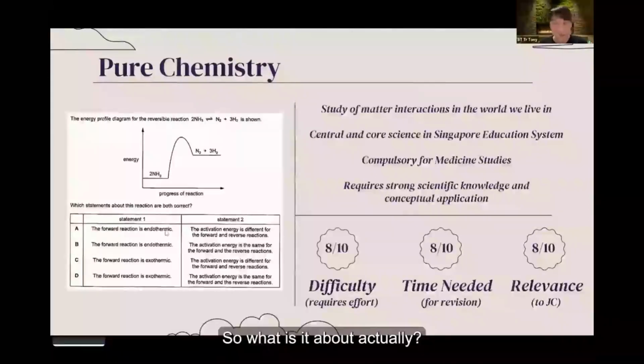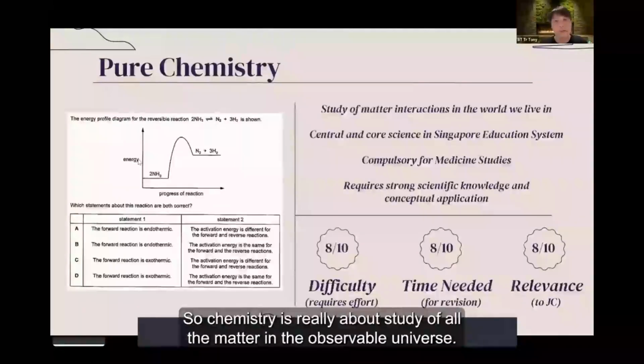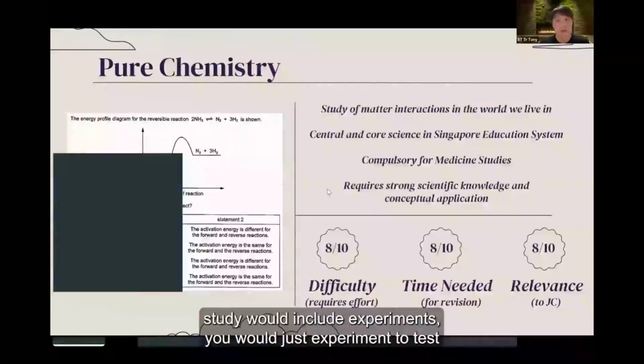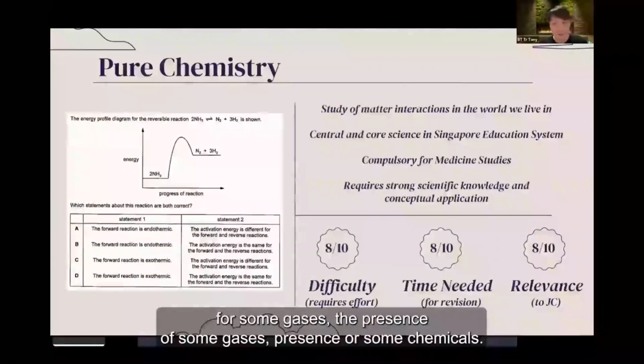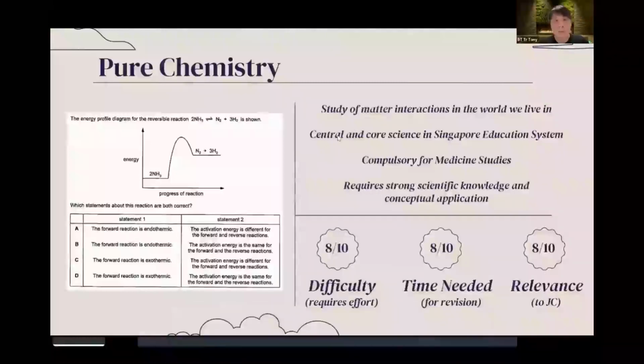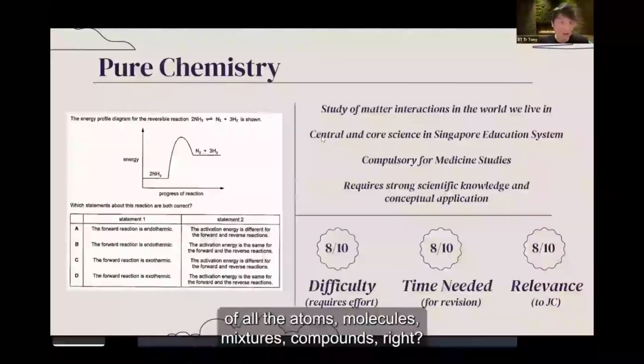So what is it about actually? Chemistry is really about the study of all the matter in the observable universe. Things that you would study will include experiments. You do some experiments to test for the presence of some gases, some chemicals. You also learn the atomic structure of all the atoms, molecules, mixtures, compounds, right?